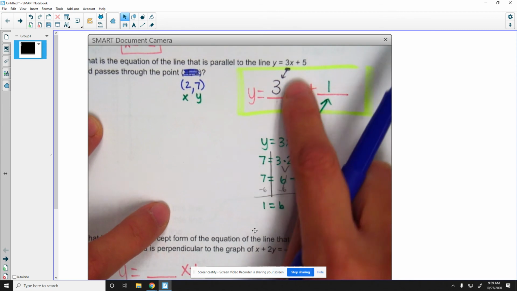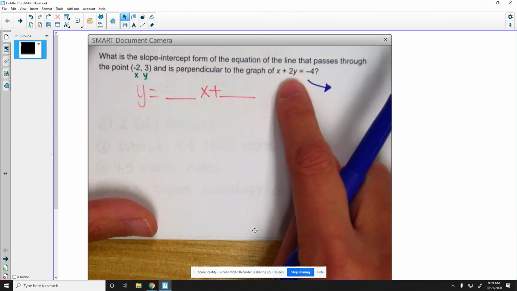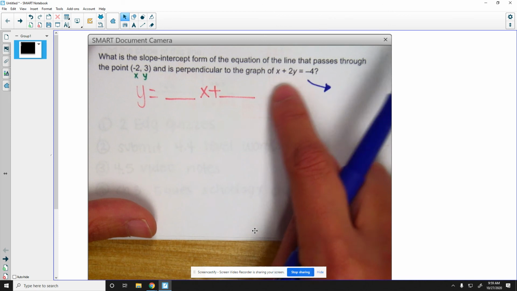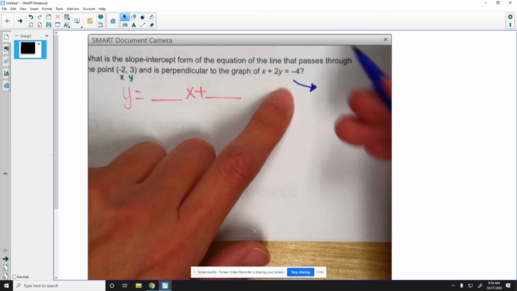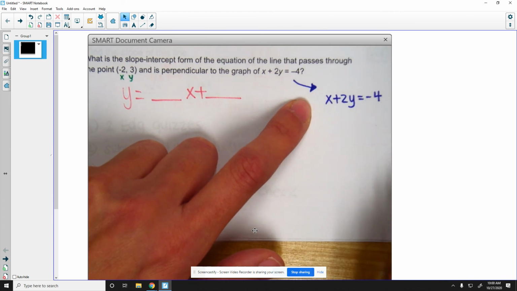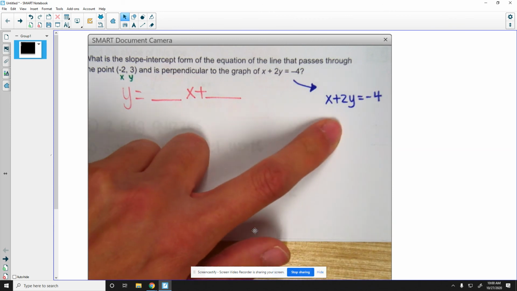Like here, if we wanted it parallel, we knew that parallel lines have the same slope, so you just copy it down. We know here perpendicular lines have opposite reciprocal, so just flip it. But wait, I don't know what the slope is because it's not in slope-intercept form. So that's why Luke is saying figure out what this is in slope-intercept form first, and then you can flip it and make it the different symbol.